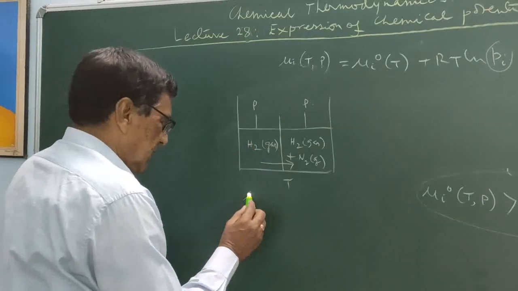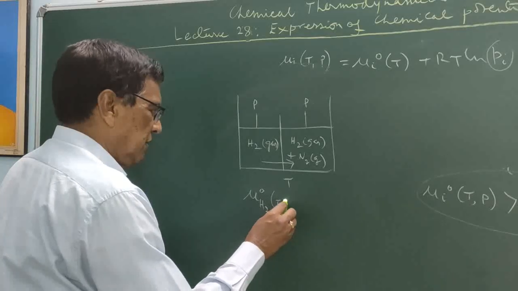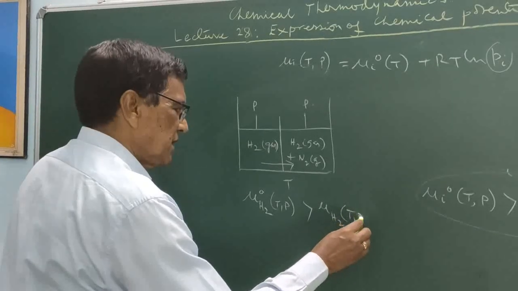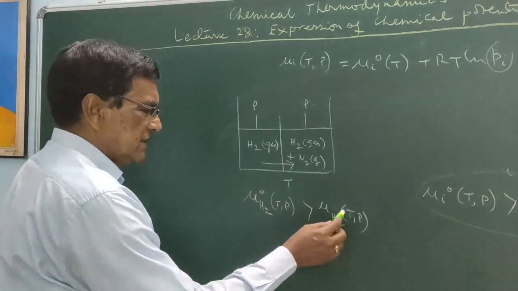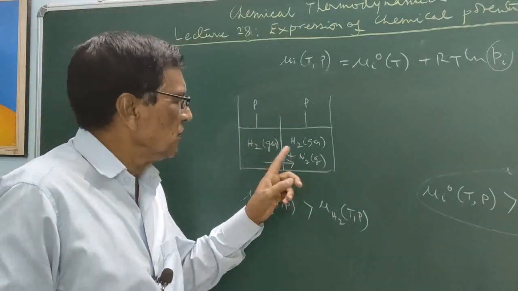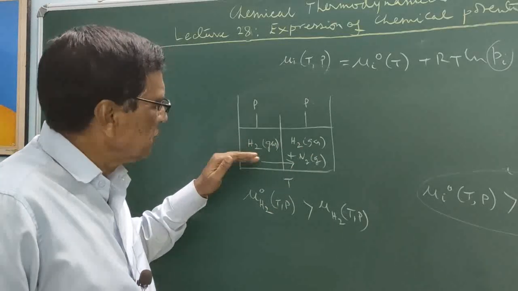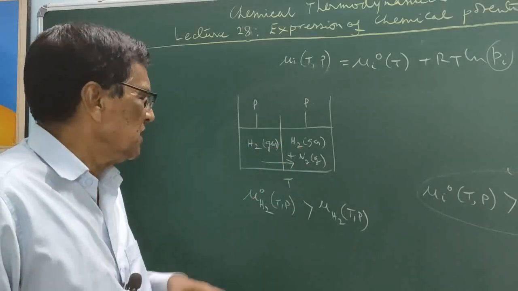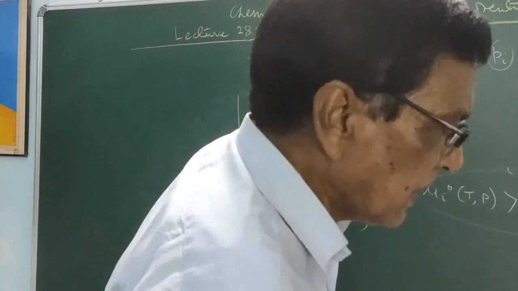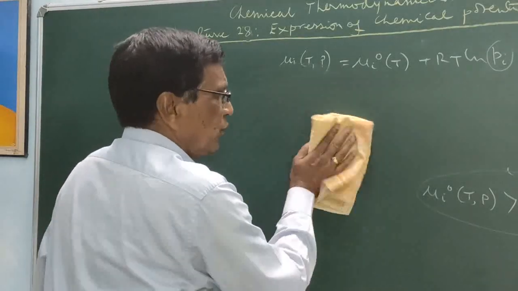So the chemical potential of the hydrogen in pure state at this temperature and pressure is greater than the chemical potential of the hydrogen at the same temperature and pressure in the mixture. As you know, matter moves from a state of higher chemical potential to a state of lower chemical potential. So automatically hydrogen will move through this thin metal foil. This is another illustration of this equation. Osmosis could also be expressed in this way.